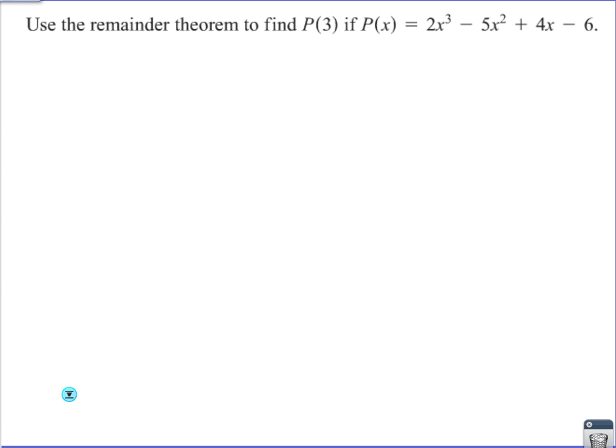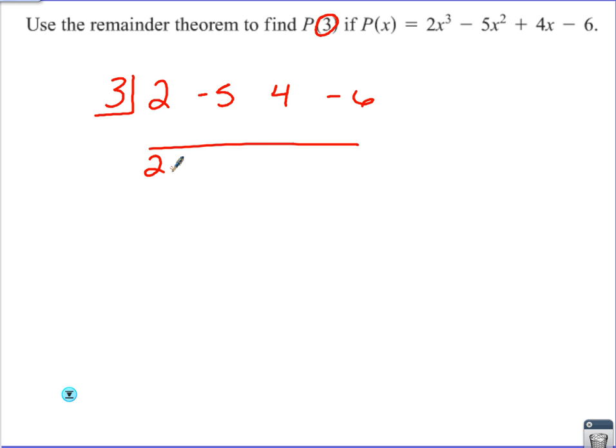Use the remainder theorem to find p of 3. And what I want to show you here, divide this whole thing by 3, or x minus 3. And I'm going to connect this to show you what the remainder theorem actually states. Divide by, if I'm looking for p of 3, just put a 3 in the blank for now. I'll explain why later. 2, negative 5, 4, negative 6. Go through the process, bring it down, multiply, add, multiply, add, multiply, add. That's your remainder. Let me show you what's special about the remainder.